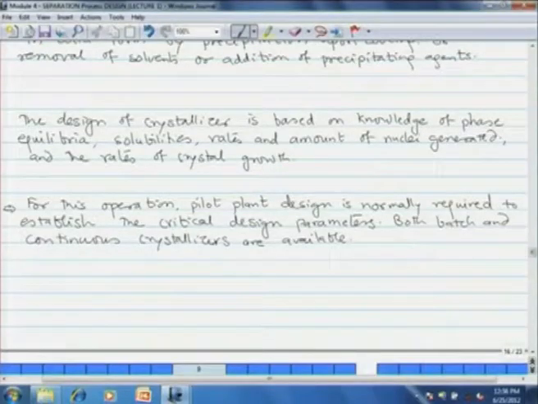The MSMPR model uses the delta L law, which assumes that the crystal is growing equally from all sides. Then you have a trade-off, and you get the predominant particle size as 3 times the retention time. So, all these things you have already learned. But now we shall see how crystallization is useful for treatment of a very large amount of reactor effluent. For this operation, pilot plant design is normally required to establish the critical design parameters. Both batch and continuous crystallizers are available.